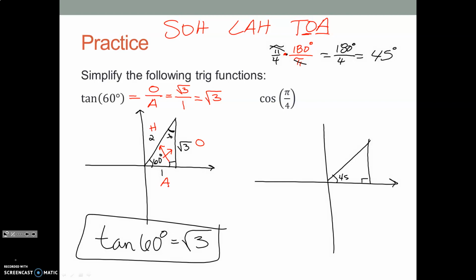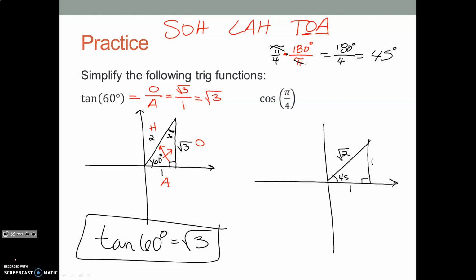Now, that is not a 30, 60, 90 triangle. That is still a special one, though. This would be your 45, 45, 90 triangle. So for the 45, 45, 90 triangle, you'd have 1s in both of these spots here, and your hypotenuse is square root of 2.